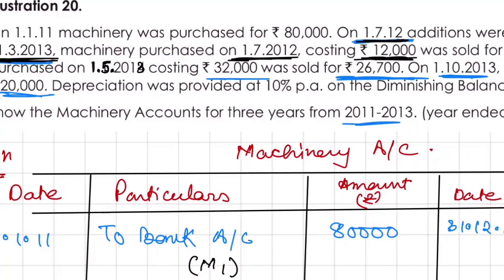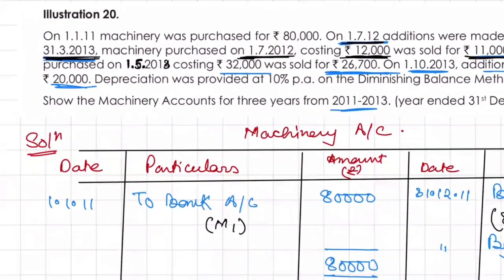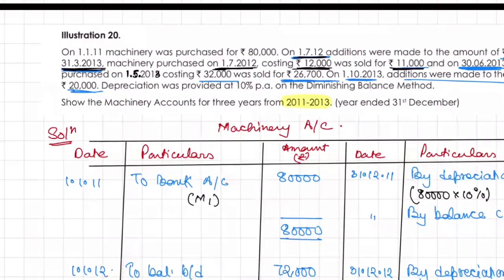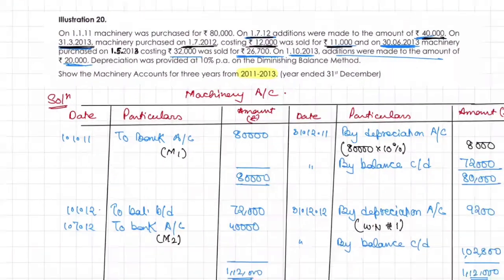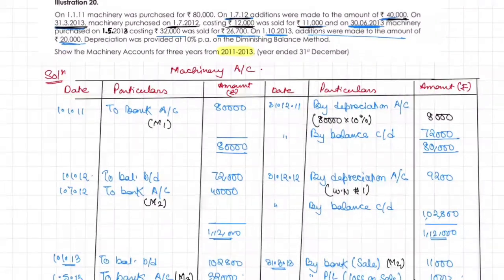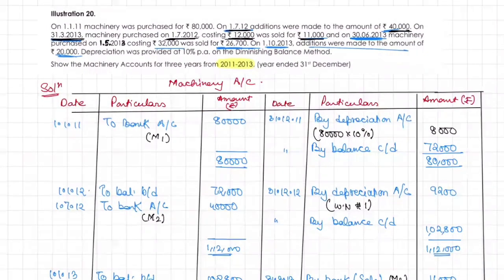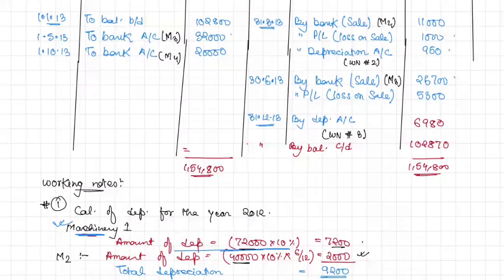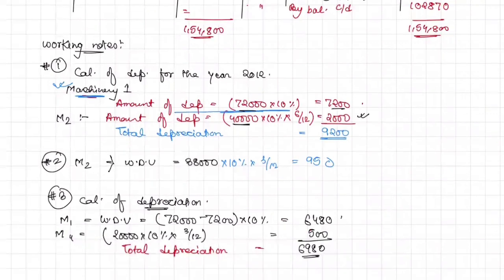Otherwise, imagine we are doing a machinery account from 2011 to 2013. How can a machinery purchased on 1/1/2014 come into the picture? So this will happen. At many places, we'll find that the question is such that no one can depict what it is actually trying to say. So you have to mend it a bit as per our requirement. So these notes will be given to you. So you follow the question from here.